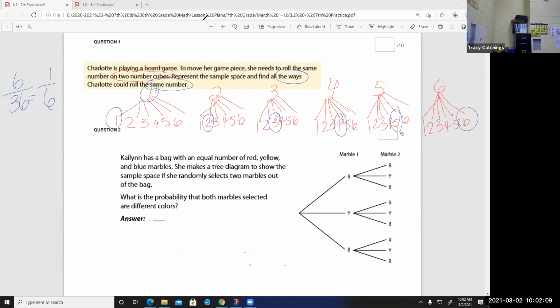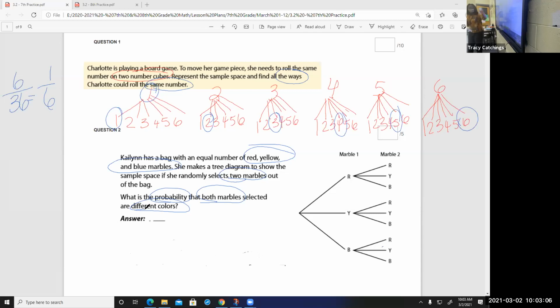All right, it says Kayla has a bag with an equal number of red, yellow, and blue marbles. They said she makes a tree diagram to show the sample space if she randomly selects 2 marbles out the bag. They then asked us, what is the probability that both marbles selected are a different color? So notice her diagram. We only got 3 things in this bag, so those are her only 3 options, red, yellow, and blue. She pulled 2 times. So that's why they did the first row and then the second row, because she pulled 2 times. But that second pull, she still got those same options, red, yellow, or blue. Same thing. So now they ask, what's the probability that both marbles are different colors.